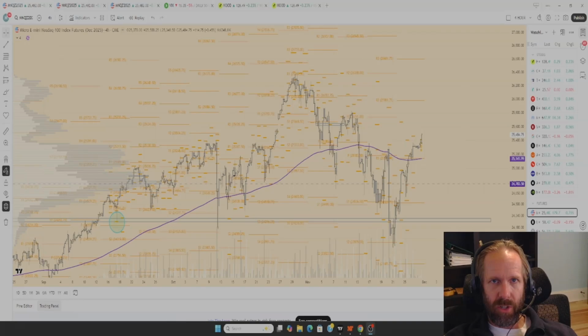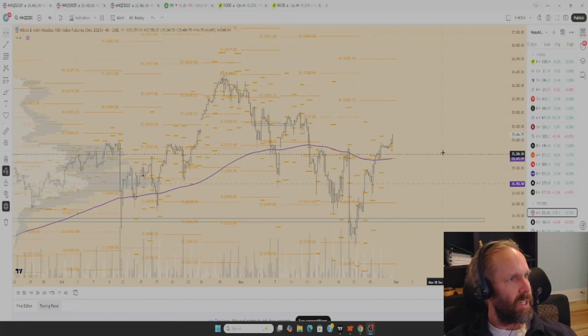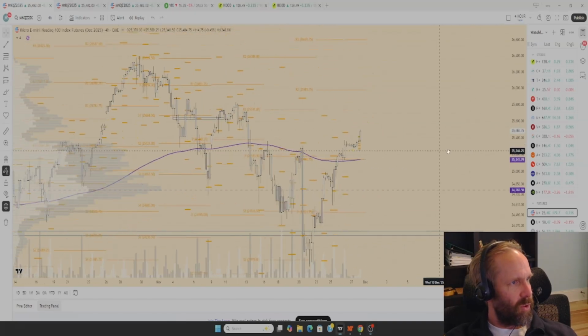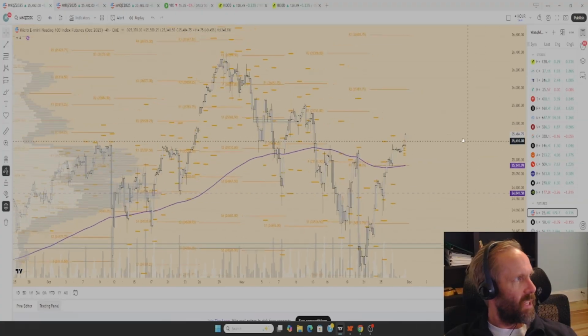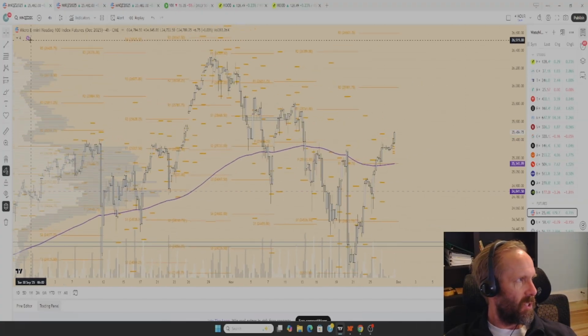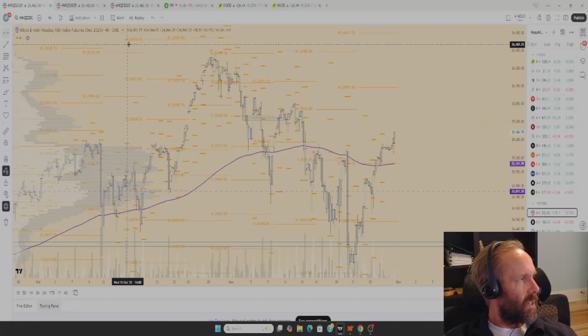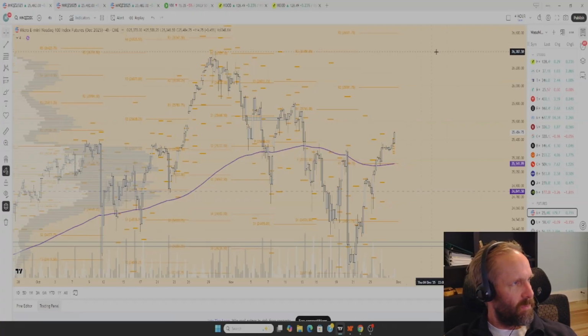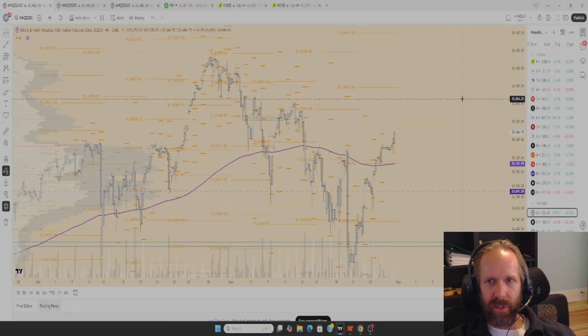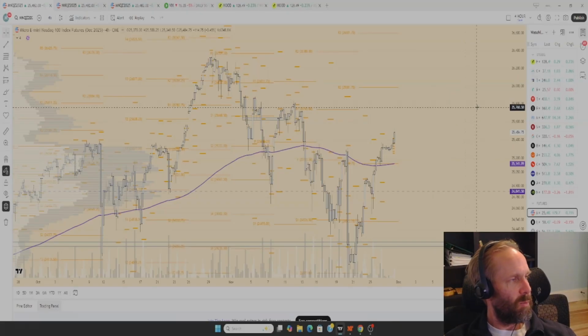So let's look at some charts here, shall we? This is a 4-hour chart of the NASDAQ futures. Actually, it's the micro NASDAQ, but I trade both of them. They're virtually interchangeable. The micros are a little more liquid, so sometimes they can be a little easier to trade, especially during the overnight hours, pre-market, things like that. Just depends on the day.